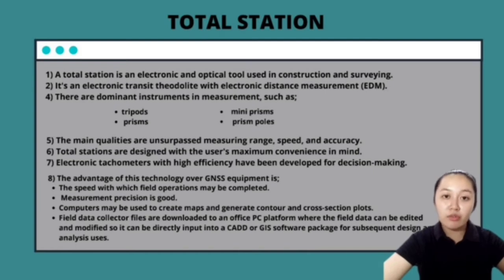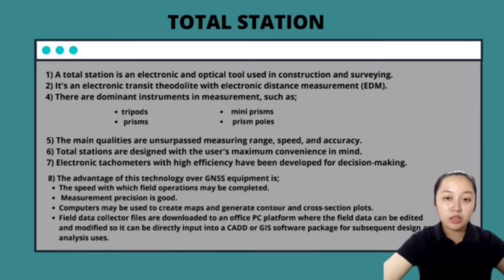The advantage of this technology over GNSS equipment is the speed with which field operation may be completed. Furthermore, measurement precision is good. Computers may be used to create maps and generate contour and cross-section plots.